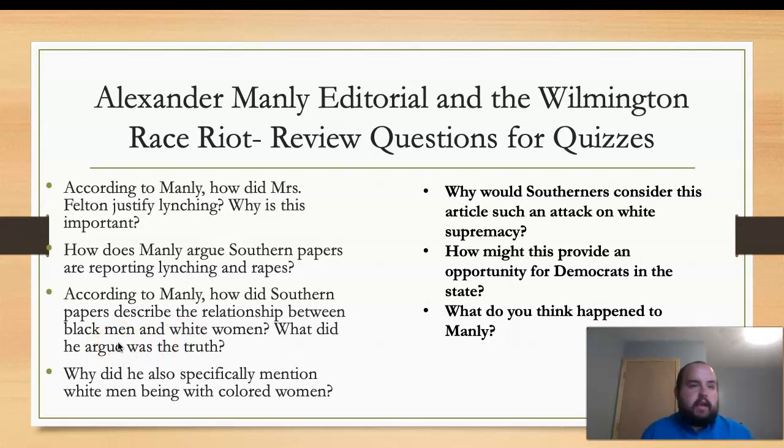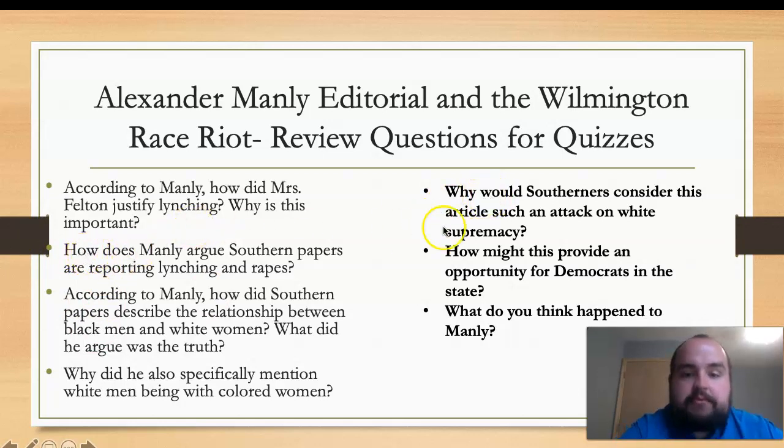Why is the relationship between black men and white women such a big issue in the South at this time? Why does he also specifically mention white men being with colored women? So keep these questions in mind. How do lynching and rapes and interracial relationships all factor into the Southern politics and these newspaper articles you're looking at? Make sure you read it thoroughly and are prepared to answer these questions.